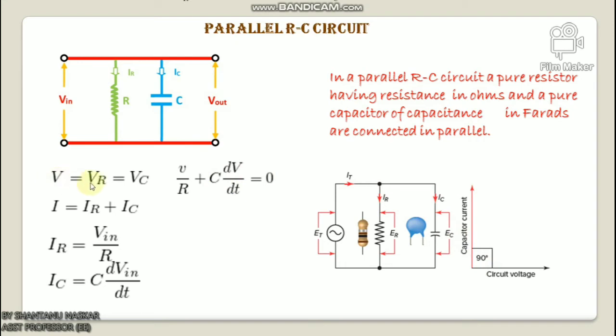So here V equals VR equals VC, as I have already told, and I equals IR plus IC. IR equals the current through the resistor and IC the current through the capacitor, and IR equals V by R and IC equals C dV by dt. And after all, we can write V by R plus C dV by dt equals 0. So finally we can say in a parallel RC circuit, a pure resistor having resistance in ohms and a pure capacitor of capacitance in farads are connected in parallel.